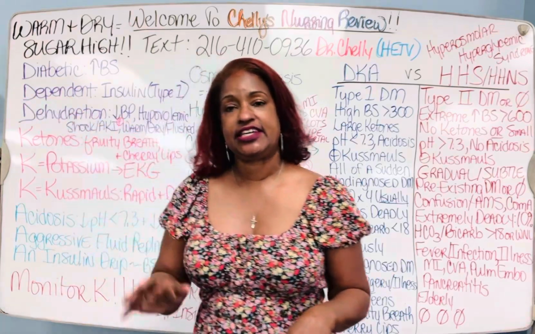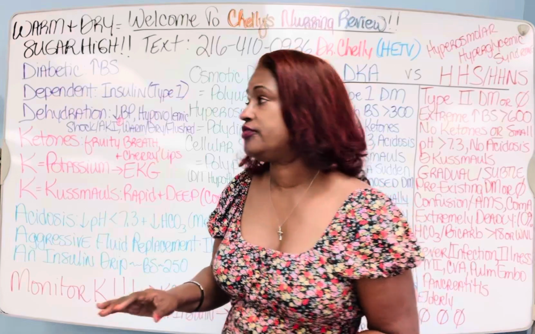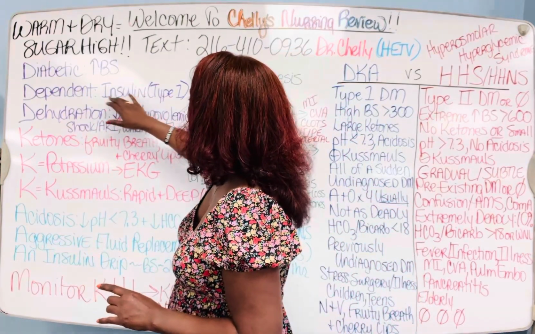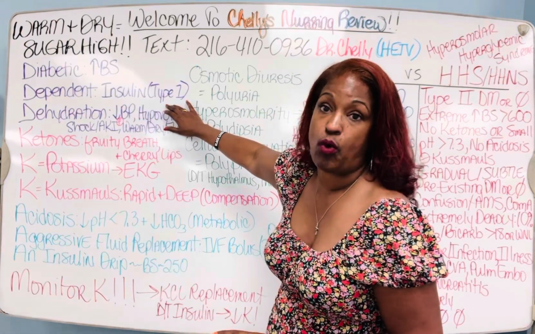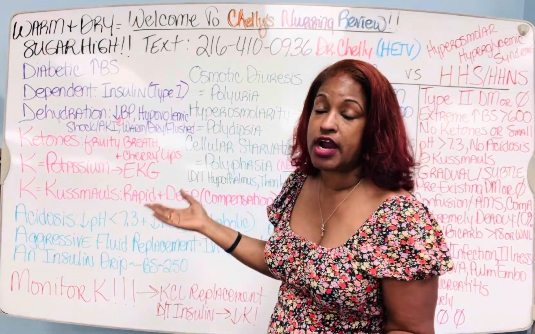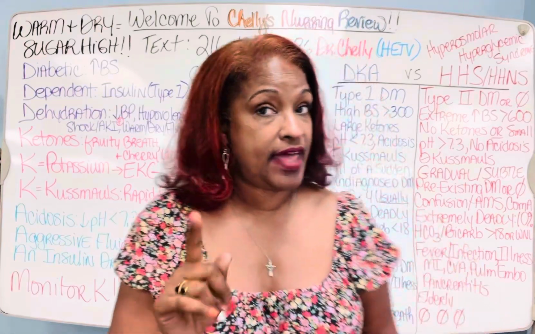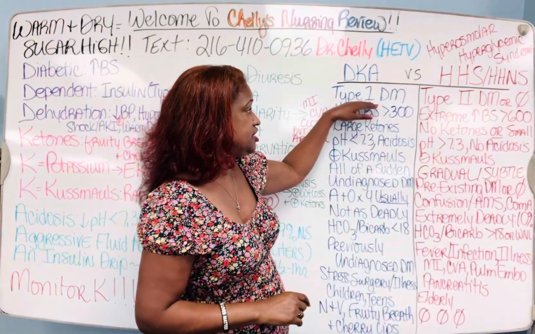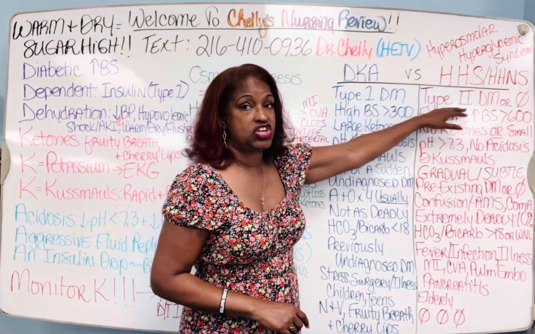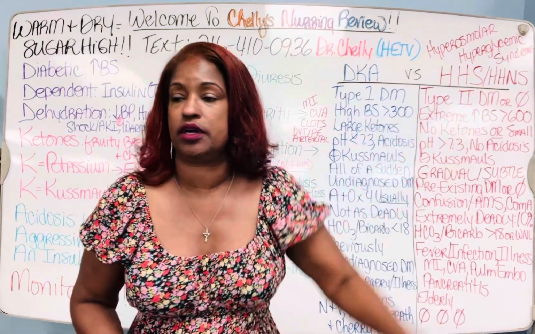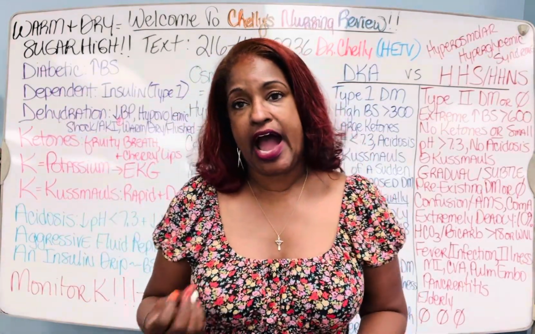The next D is for the word dependent. You need to remember that this patient is insulin dependent, called type 1, a whole other name for it, type 1 insulin dependent diabetic. And that's going to be a big difference, because typically DKA is type 1 and typically HHS is type 2. Okay. The next word is dehydration.